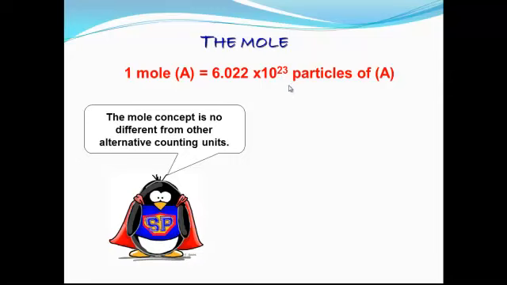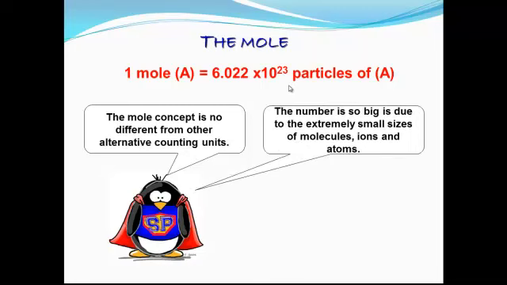So it's the same. The reason why this number is so big is because of the smaller size. It's the extreme small sizes of molecules, atoms, and ions. As we said, clearly as the size is getting smaller and smaller, the number has to increase exponentially. It's getting bigger and bigger so that we can actually have a sample, touch it, and measure it.